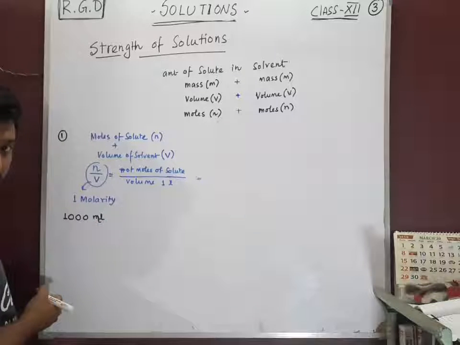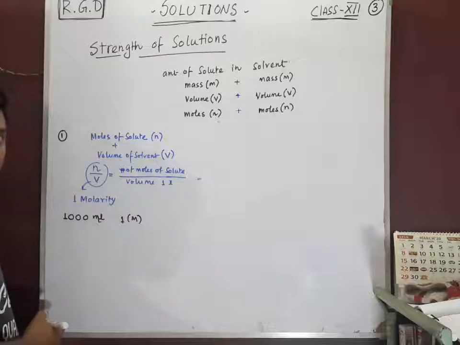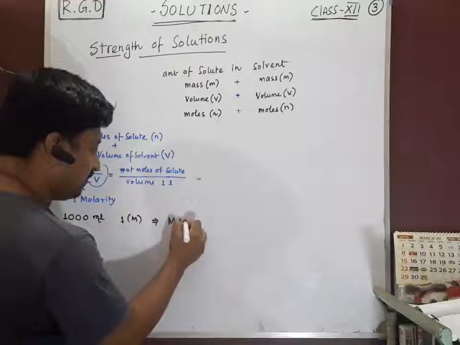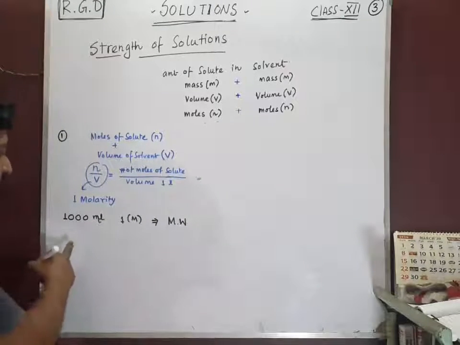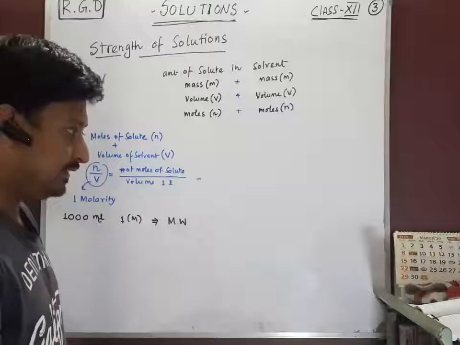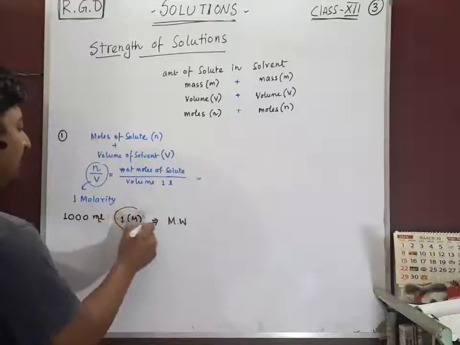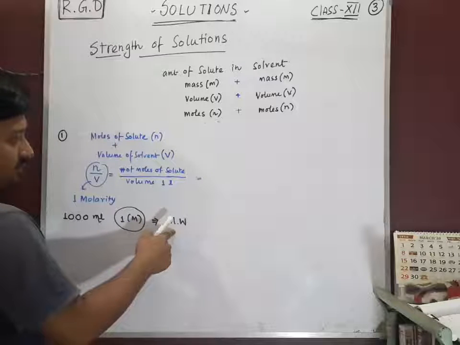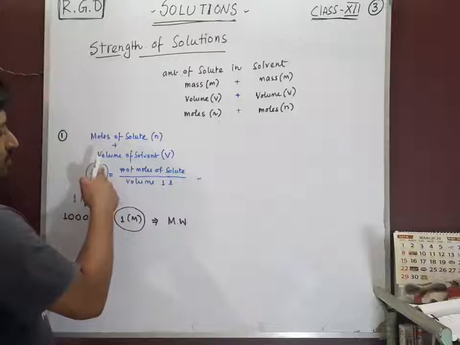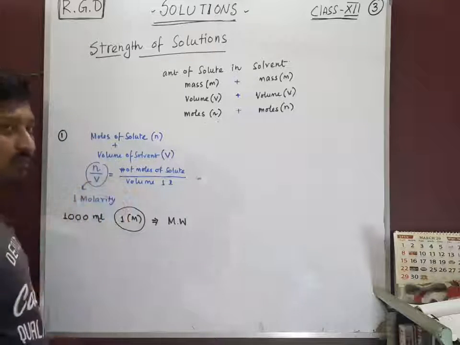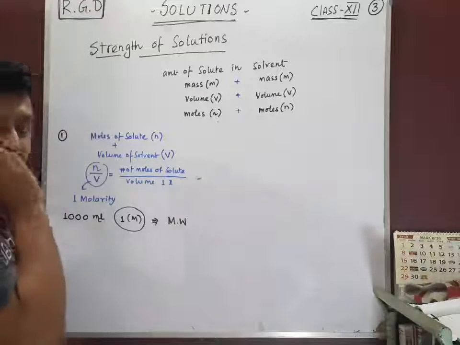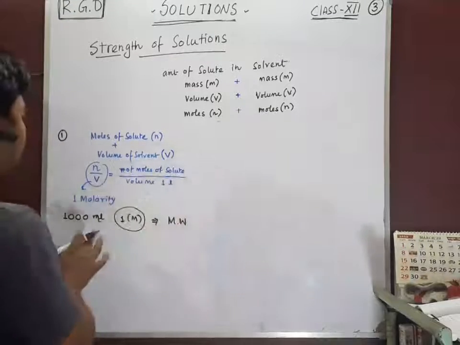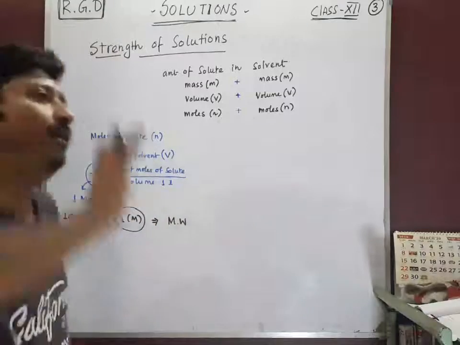In 1000 ml, 1 molar will be equal to its molecular weight. This is the molarity. Now, how is the molecular weight coming? Because the molecular weight and number of moles are connected. But when you determine the molarity, you have to use this way: 1000 ml one molar is the molecular weight. So what is molarity basically? Molarity is nothing but the number of moles of the solute per liter.